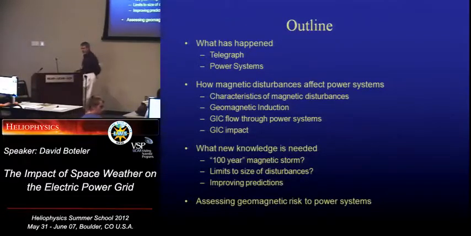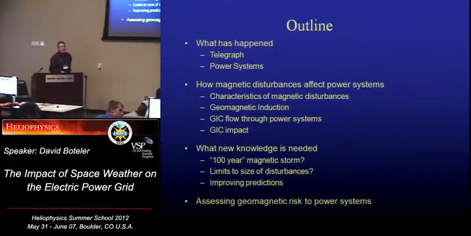so there's the outline. I'm going to give a little bit of history, not too much, because Sten Odenwald has already given you a good background on that. But the main thing I want to concentrate on is to actually explain how magnetic disturbances affect power systems. It's not just that you get a magnetic disturbance and then everything falls apart. There are very specific steps and very specific types of disturbances that cause problems, and I hope to give you a better understanding of that.